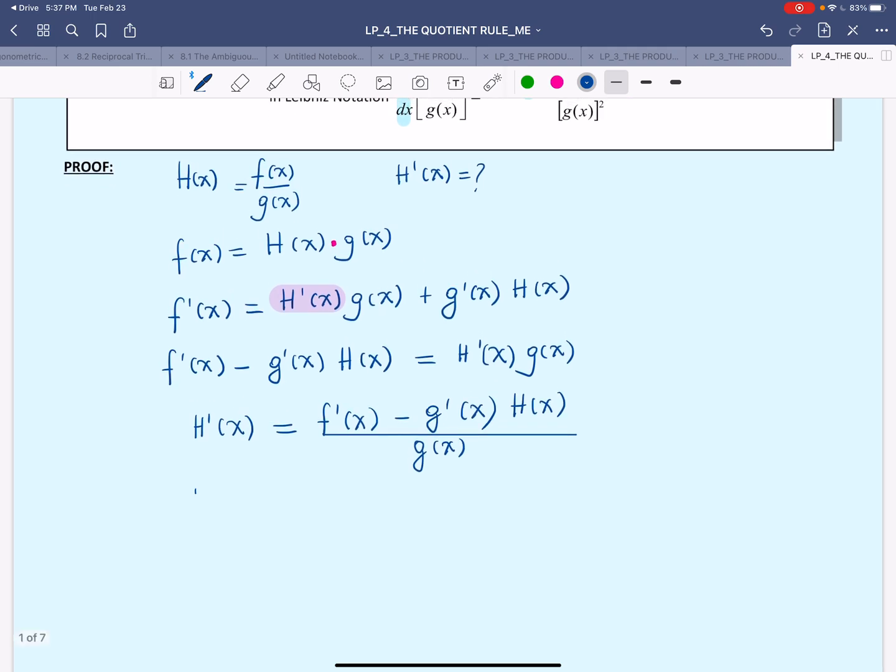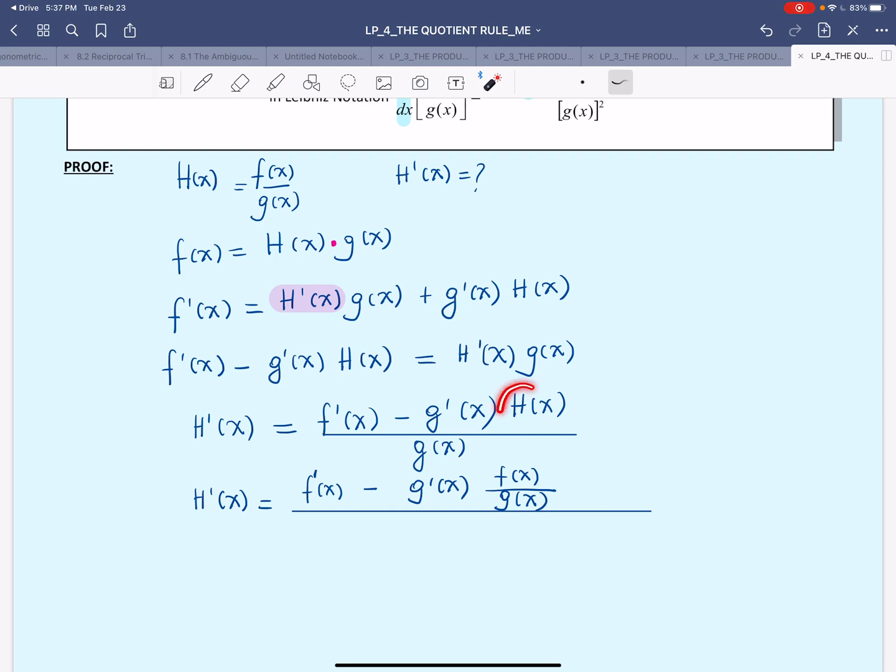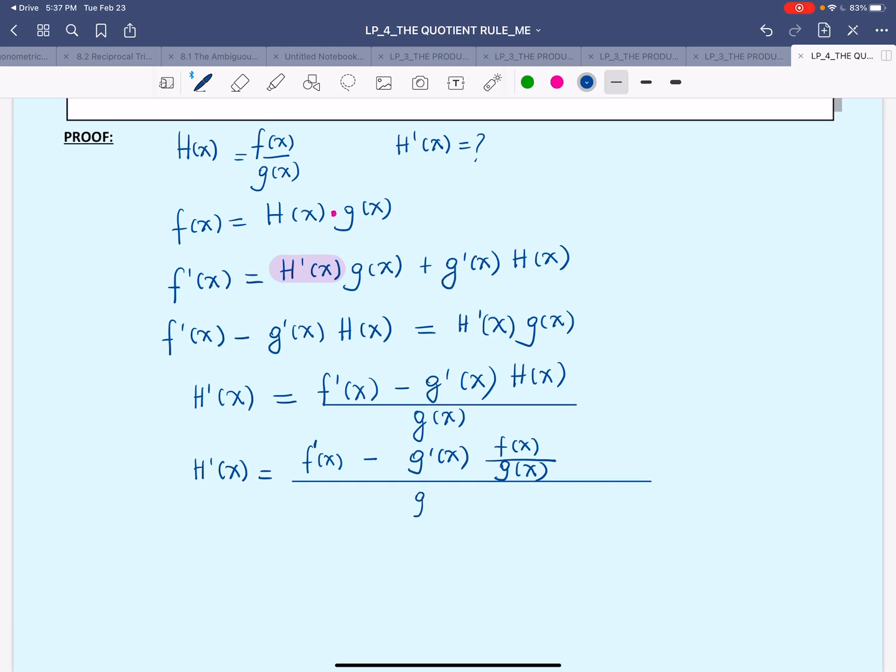Okay, so h prime x equals, big fraction line here, we'll substitute h of x. So we'll substitute h of x with f of x over g of x, because that's what it equals according to our equation. And that's going to be over g of x. So we'll simplify.